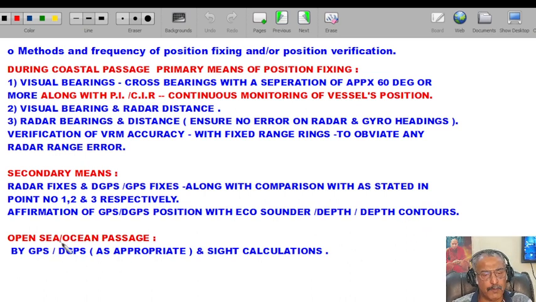Then come open ocean passages. It is by GPS, DGPS as appropriate. If you get the beacon signal, the DGPS will work as a DGPS. In case you don't have a beacon, which is electronically acquired in the DGPS, then your DGPS will be working in GPS mode, and of course sight calculation.